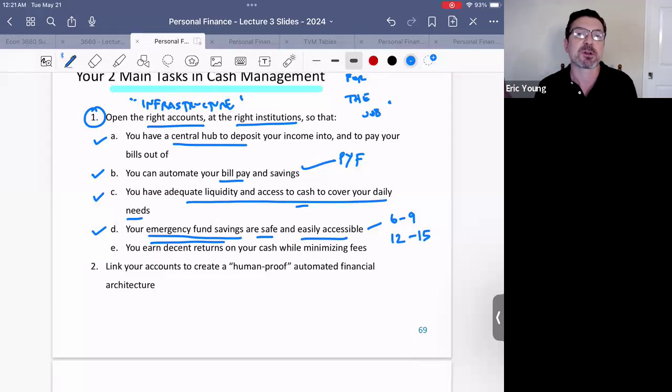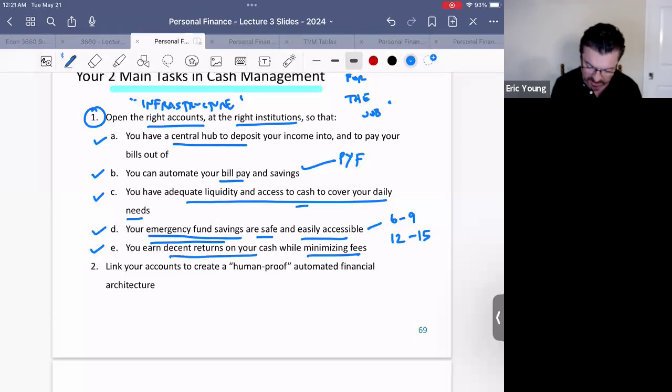You would never want to have emergency funds in, for example, a property, because if something bad happens and you have to sell the property to get the money out, that might take you months. And when life throws you curveballs, you want that cash right away. And then ultimately, with all this cash, we want to make sure that we minimize fees so that we can earn some decent returns. So we want to set up an infrastructure that helps us achieve these goals. Once you have those accounts, once you have that infrastructure, then you're going to link the accounts.